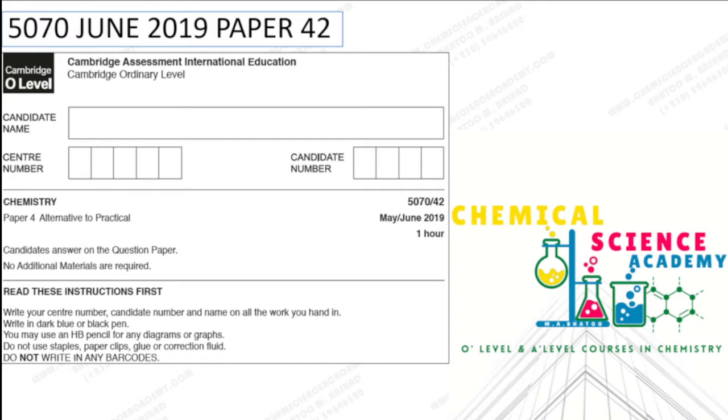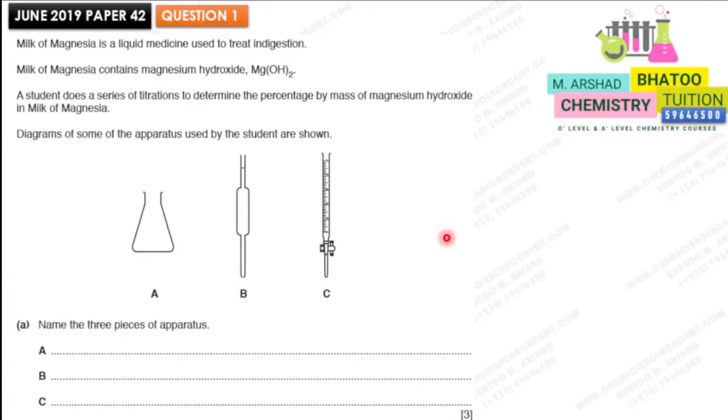Right, so I think we can start with the correction of June 2019, paper 4. Nous commençons avec... Madeo, can you please read?